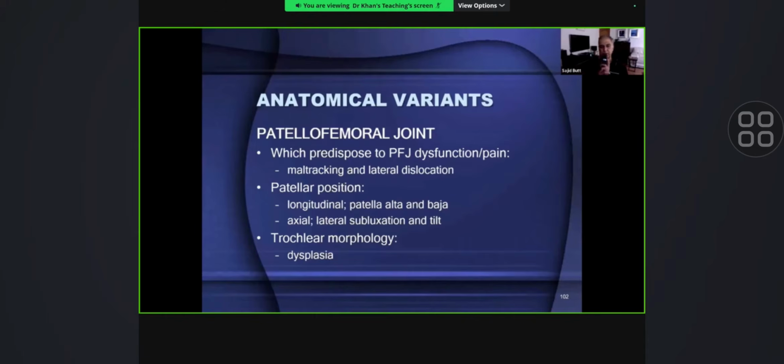It tends to happen more commonly in patients who have a high riding patella because there's more moment of movement and it will cause more movement laterally. And in patients in whom the trochlea is very dysplastic. That is, they have got a very shallow looking trochlea, which is not able to keep the patella in check.